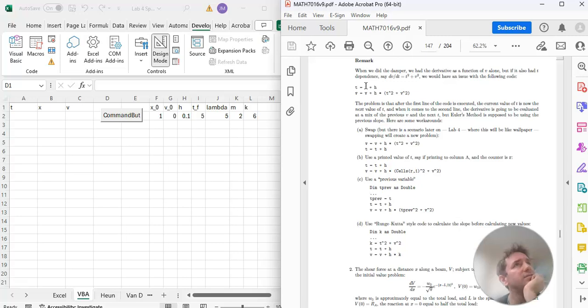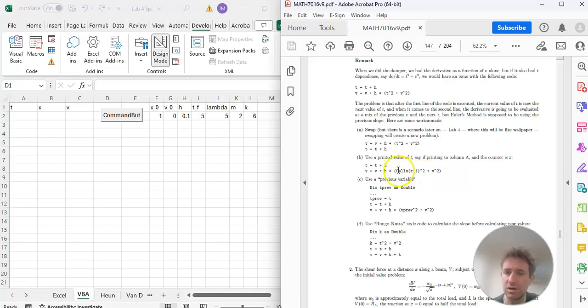our derivative of v depends on x. And if we calculate the next x before the next v, we get a problem. And if we do it the other way around, we get a problem. So this swap is not an option. One of them you can do, and it's the one I do, to be honest.